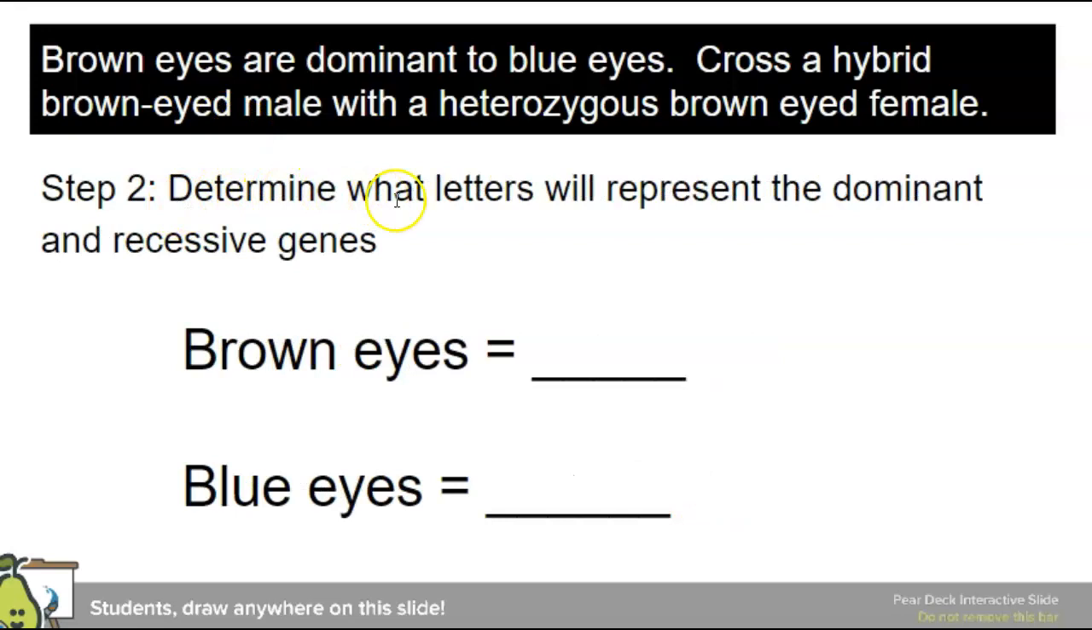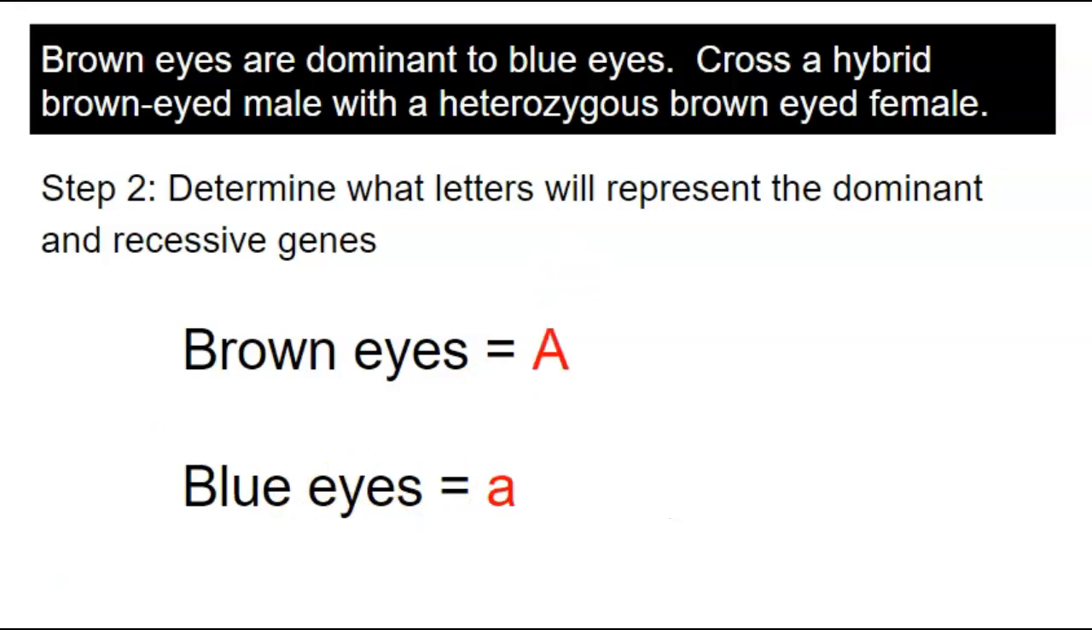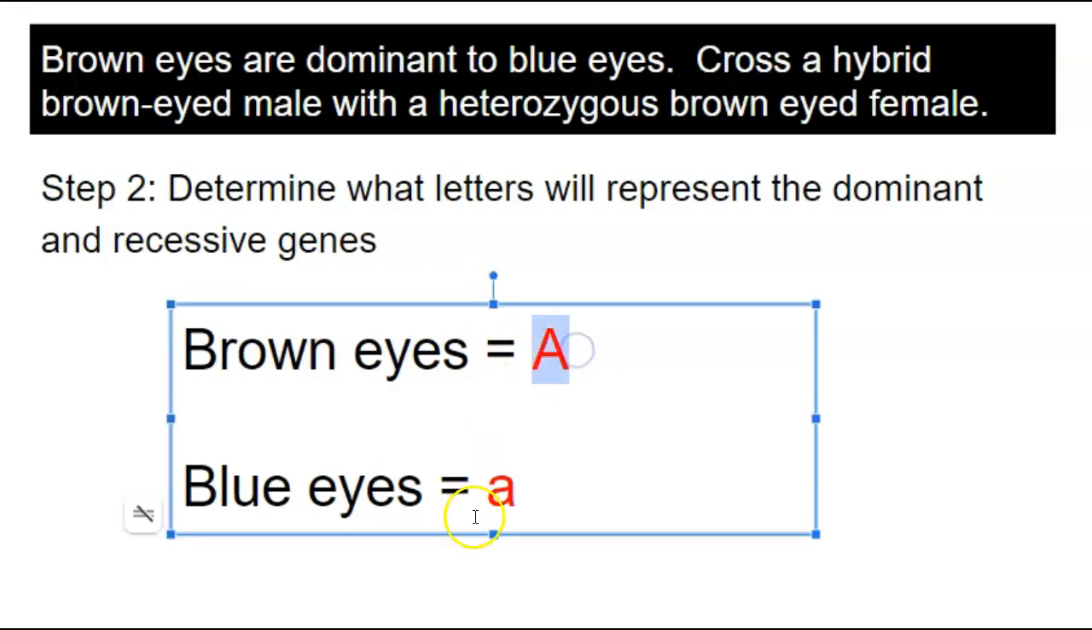Step 2, determine what letters will represent the dominant and recessive genes. We need to assign a capital letter to the dominant gene and a lowercase letter to the recessive gene. So brown eyes equals capital B, blue eyes equals lowercase b, or you can use any letter you want. Actually, I didn't end up using B, I used A. You could use Z if you want. The only thing I'll say is you want to make sure that your capital and lowercase look different. For example, if I use P, big P and little p look very similar, so that one might be confusing to use. Okay, so we've got A and a.